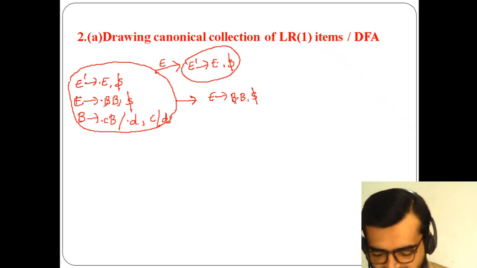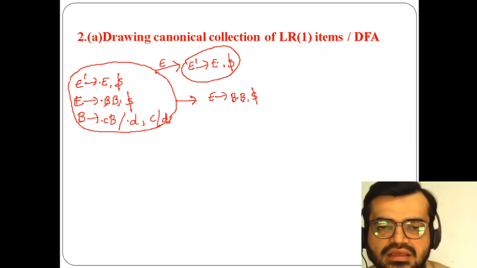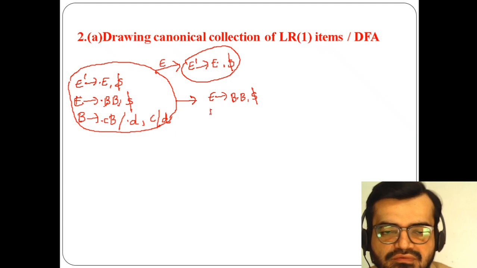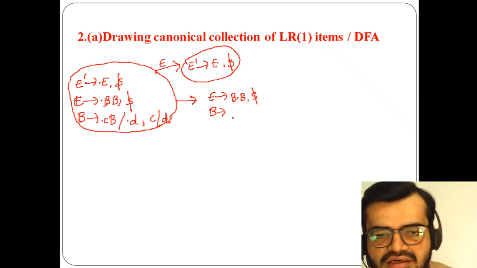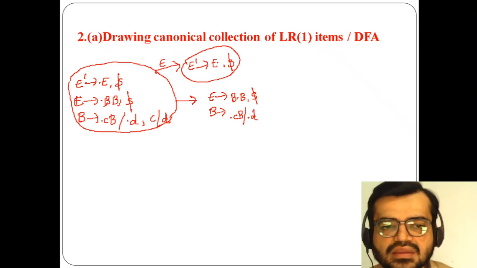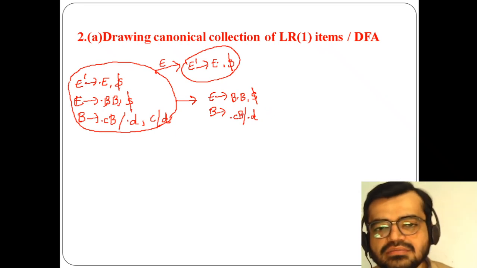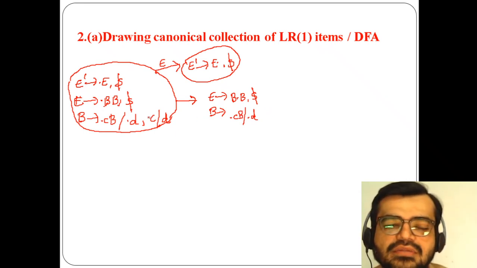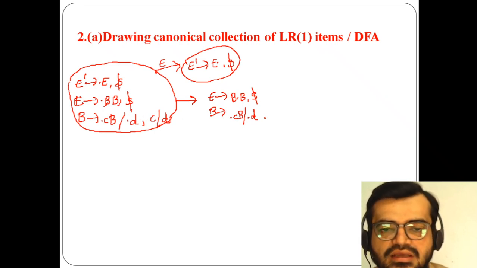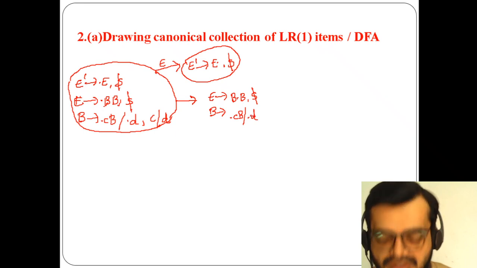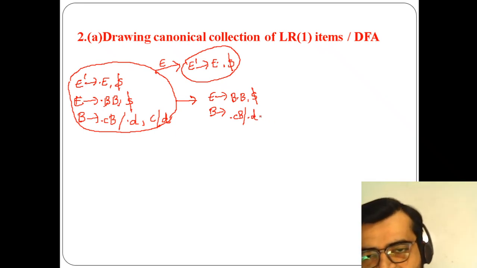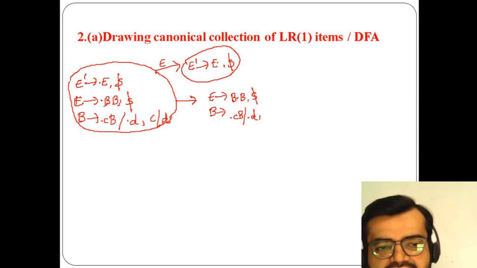Now B is there, so I have to use the B production. B production is this production only, right? So what is that? Dot small c capital B or dot D. And what will be the look ahead symbol? See, don't think that the look ahead symbol will be the first of that only. Why? Because you will be thinking that okay, we have taken this C or D has to be there, but no, we need to be very much careful here.